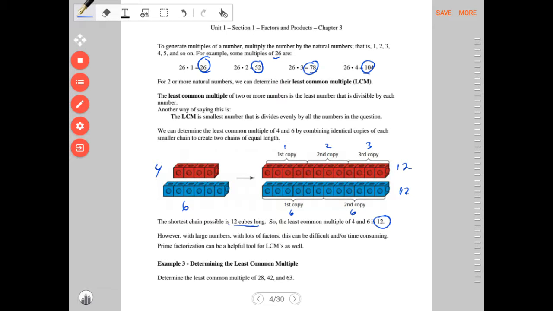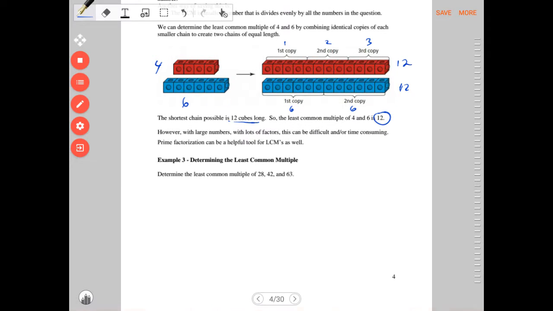Awesome. But once again, with large numbers with lots of factors, this can be really difficult and really time consuming. Prime factorization can be helpful for this as well. So determine the least common multiple of 28, 42, and 63. And just for the fun of this, let's number crunch this.